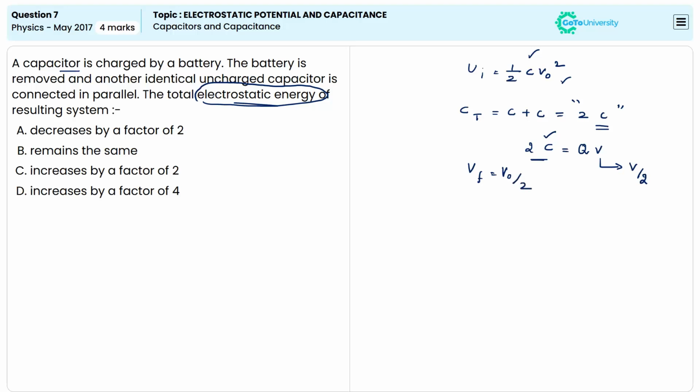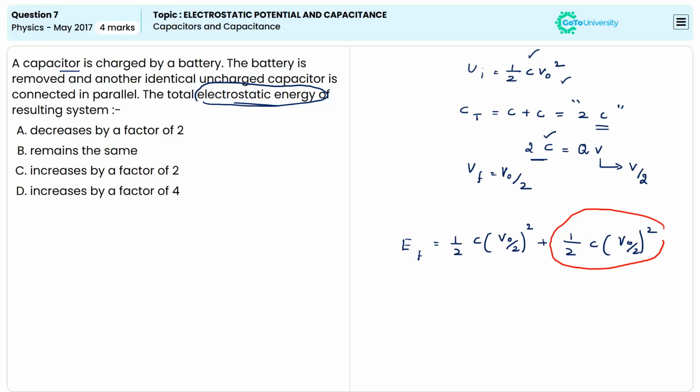So the energy in the system after the connection can be calculated by adding the energies in both capacitors. So here we can write the final energy will be equal to 1/2 C (V naught divided by 2) whole squared for the first capacitor, which we already have in the circuit, plus 1/2 C (V naught divided by 2) whole squared. This is the capacitor which we added as an uncharged capacitor. When we simplify this, we get 1/4 C V naught squared. So this is our final energy.